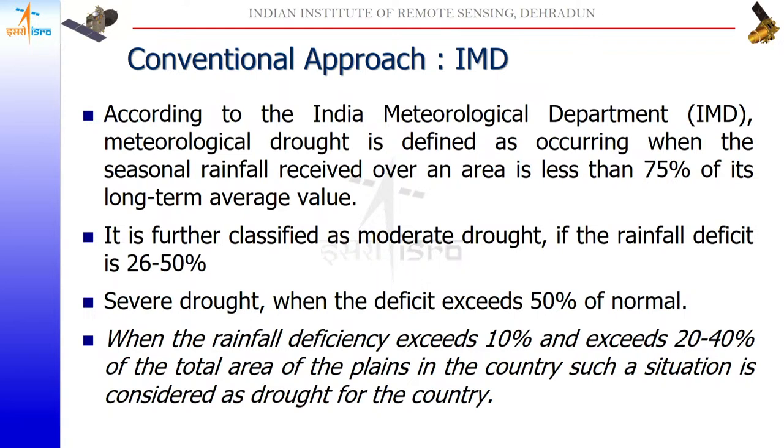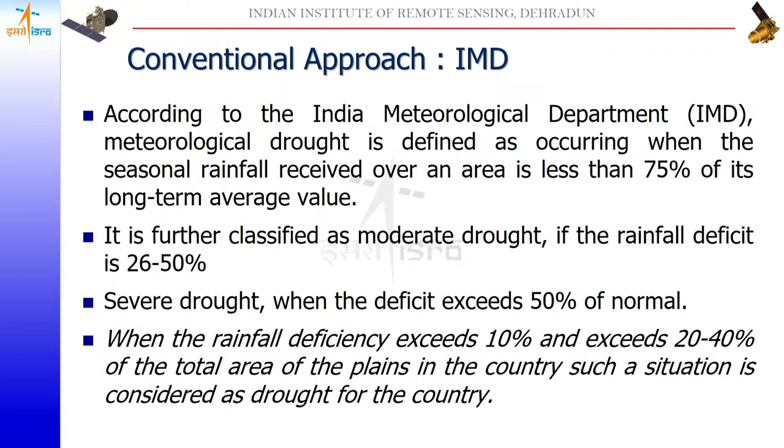As per the classification, less than 75% of the long-term average value is defined as mild drought, 26 to 50% is a moderate drought, and if the deficiency or deficit of rainfall exceeds 50%, then it is defined as a severe drought condition.